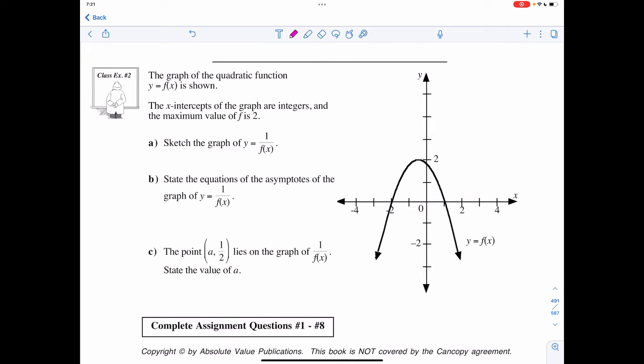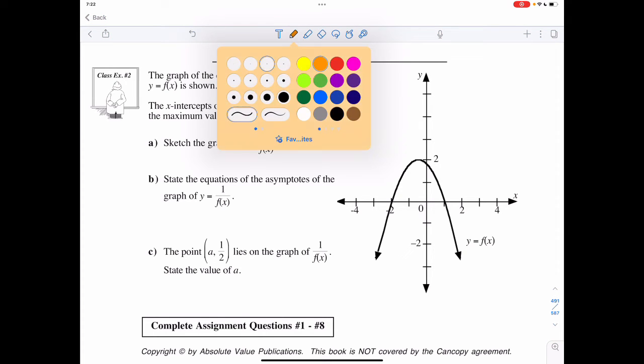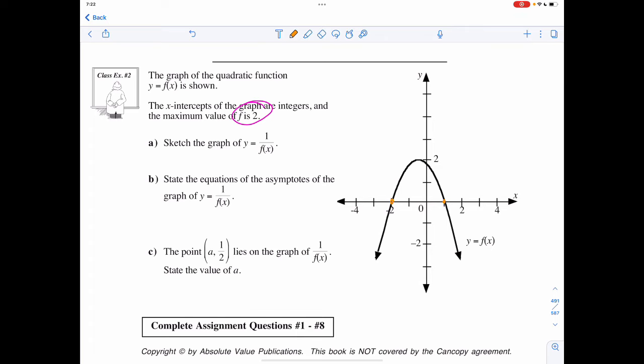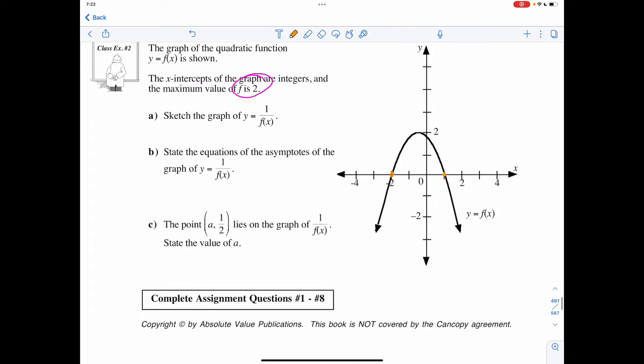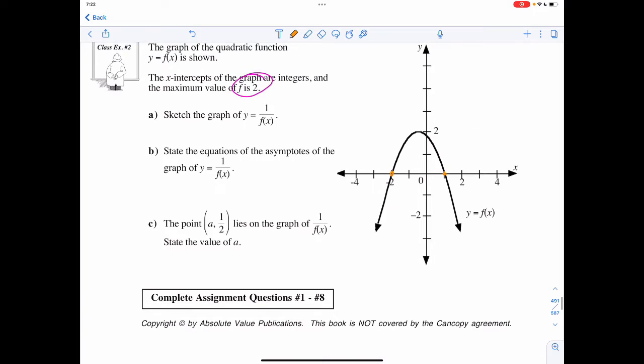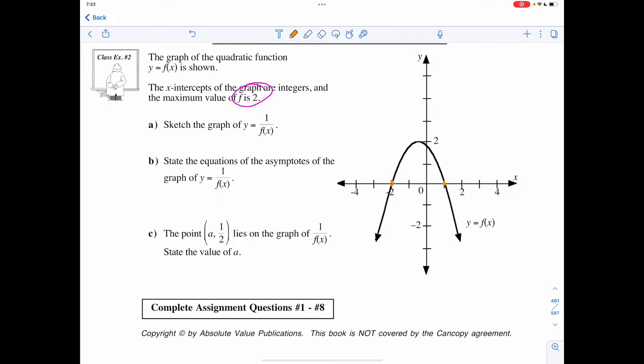All right, I'm going to do the same process for this next one. The graph of a quadratic function is shown. The x-intercepts of the graphs are integers, and the maximum is 2. So what am I going to do? I'm going to start by finding those x-intercepts. I'm going to show my asymptotes.